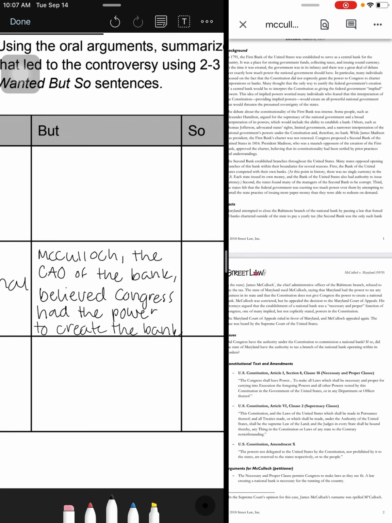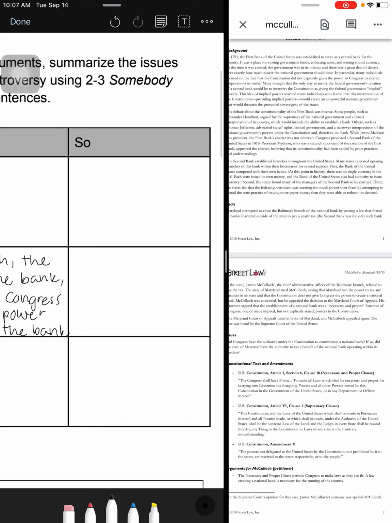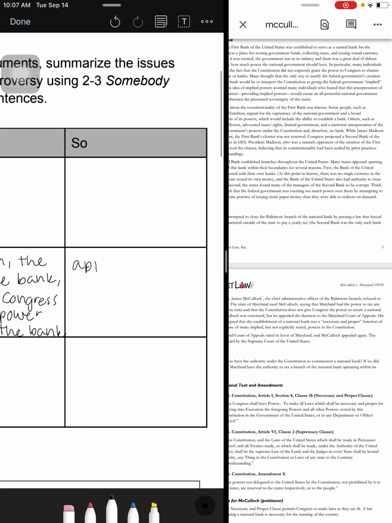And then McCulloch is the guy who is indicted in this case, right? Because he disagrees with Maryland, he feels that he's wrongly convicted. So ultimately, he appeals his conviction up to the Supreme Court of the United States, SCOTUS.